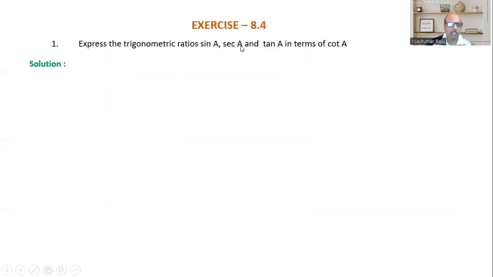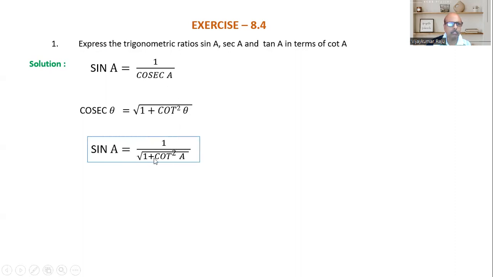Now let's further proceed. Now let's take the first question from exercise 8.4. Express the trigonometric ratios sin A, sec A, and tan A in terms of cot A. That means represent all these in terms of cot only. So let us take the first one, sine. Sine A. What is sine? Sine is equal to 1 upon cosec. Now, cosec is square root of 1 plus cot square. So let us replace this in this place. That becomes sine is equal to 1 upon root of 1 plus cot square A. So this is expressing sine in terms of cot.